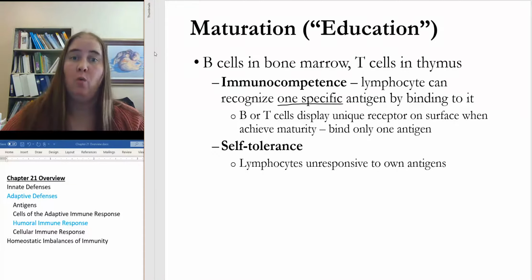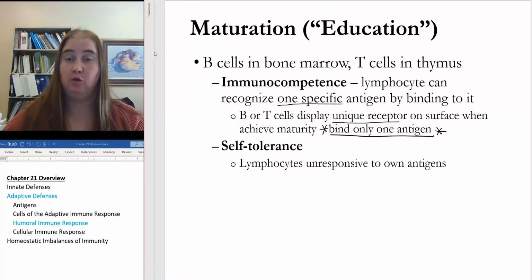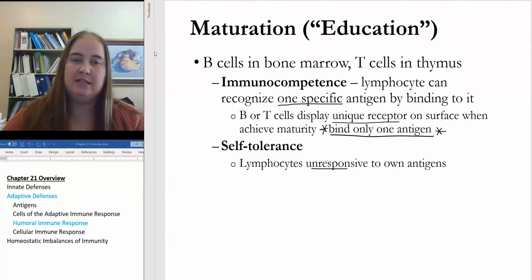So, once a B and T cell reaches maturity, they will display unique receptors on their surface, which can only bind one antigen. The other thing that the B cells and T cells acquire upon graduating is something called self-tolerance. This means a lymphocyte is unresponsive to its own antigens.